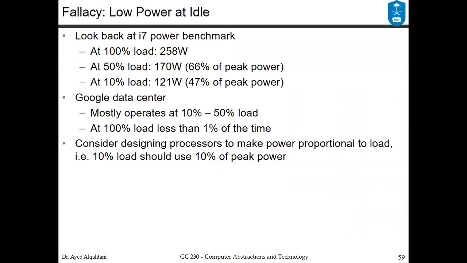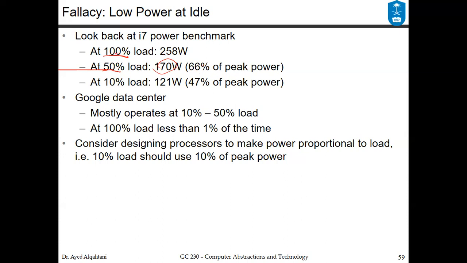Now, before we end this chapter, here are some fallacies and pitfalls that we should be aware of. There is a fallacy about low power at idle. If you look back at the power benchmark, at 100% it is 258, and it is reduced. And you think that because we have a reduction from 100% to 50%, if we have 258, we will get half of it at 50%. It doesn't have to be the case. You can see it's not 50%, it's actually 66% of the peak power.